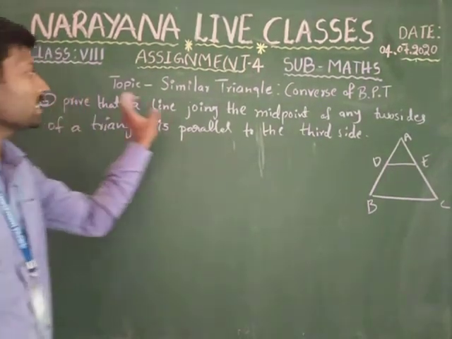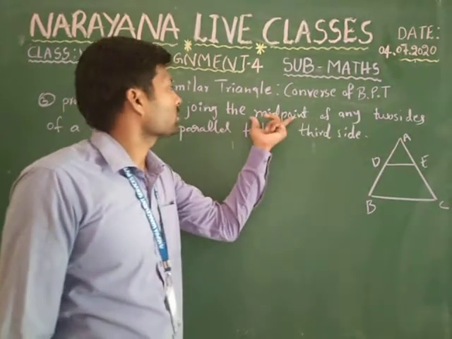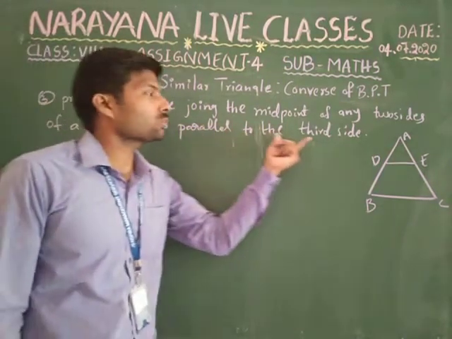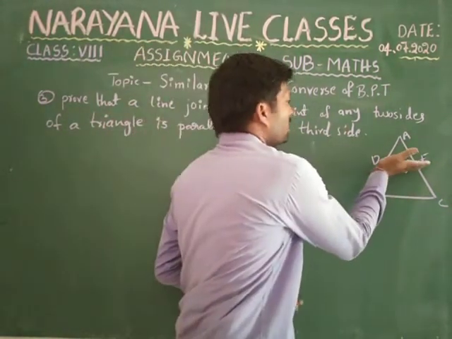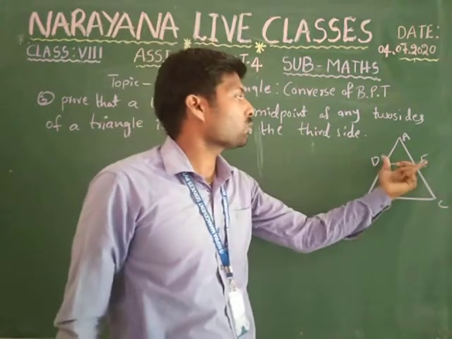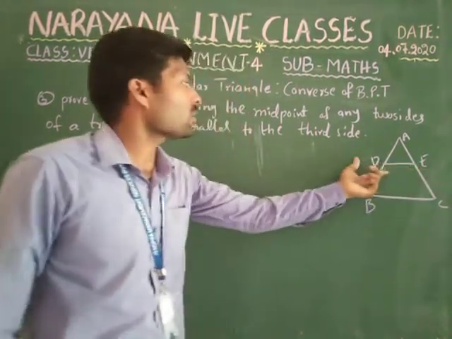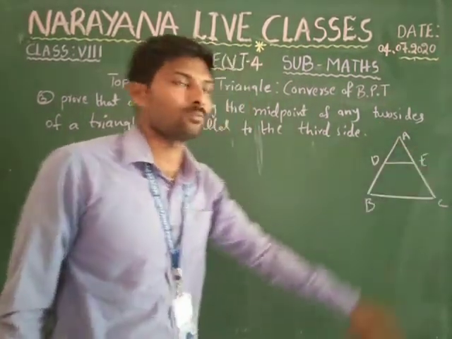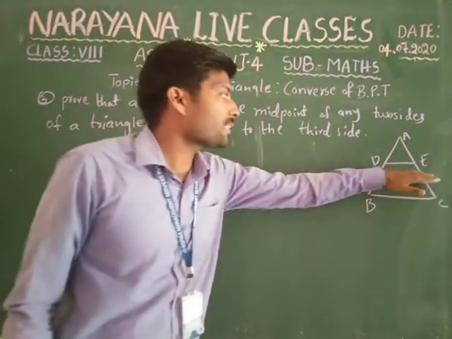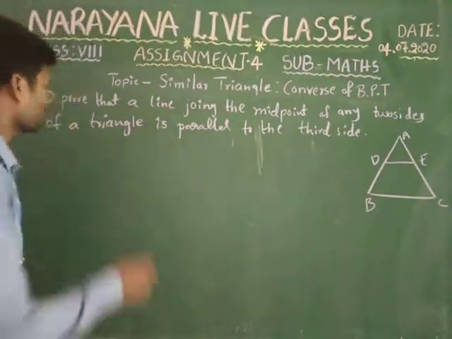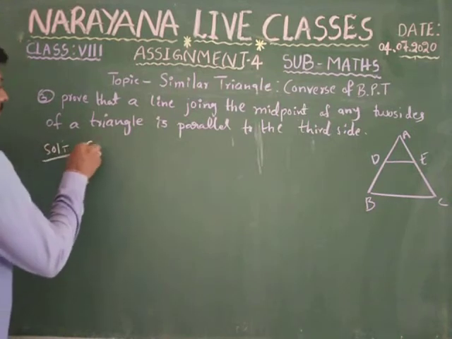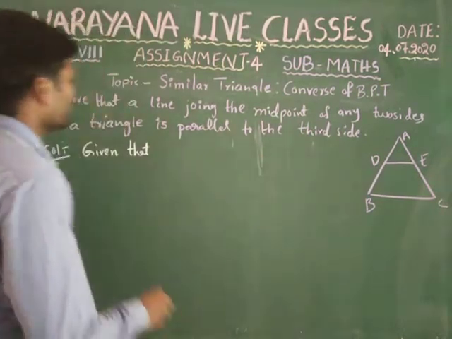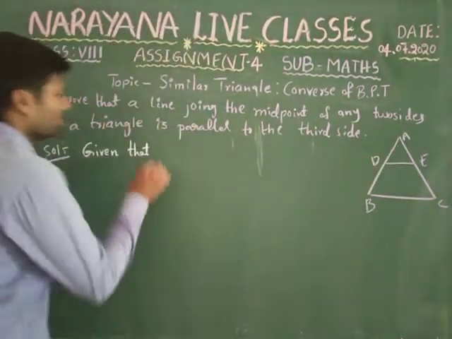In this question, prove that a line joining the midpoints of any two sides of a triangle is parallel to the third side. D and E are the midpoints of sides AB and AC, so we have to prove that the line DE is parallel to BC. First of all, we take what is given: point D is the midpoint of AB.